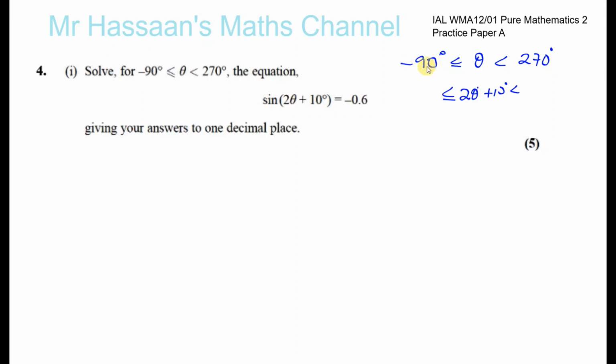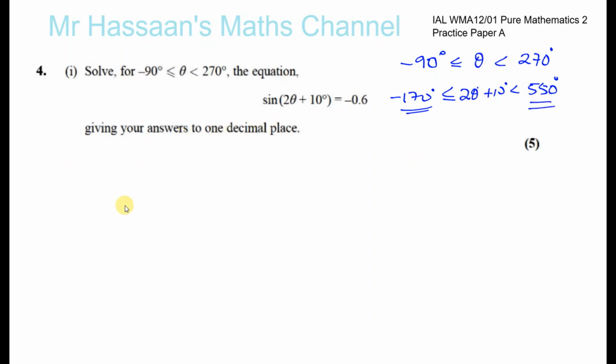Now I have to do the same thing to this. So I have to multiply negative 90 by 2, that's going to give you minus 180. Minus 180 plus 10 is minus 170 degrees. And the same thing to this, 2 times 270 is 540, plus 10 is 550. So I have to catch all the solutions between minus 170 up to, but not including, 550, and then modify my answer to give me theta in the end.